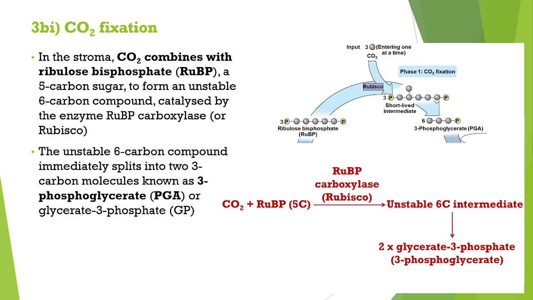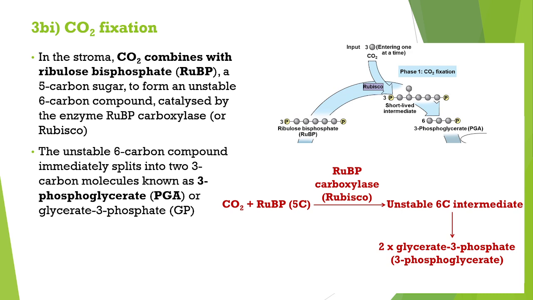The first is called carbon dioxide fixation, sometimes just carbon fixation. So the carbon dioxide will be absorbed by the leaf, and that will go into the cells and go into the chloroplast and into the stroma. In the stroma, the carbon dioxide will combine with a molecule called ribulose bisphosphate or RuBP. RuBP is 5 carbon long, right?